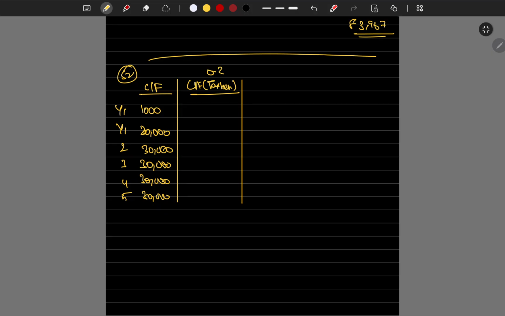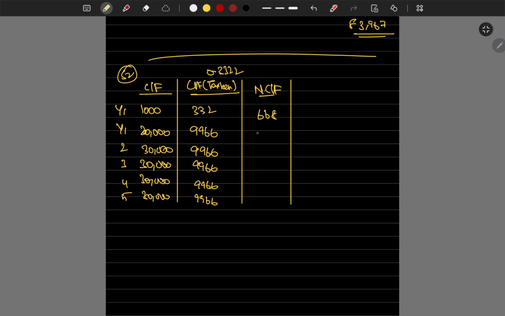Okay, 0.3322. So 1,000 into 0.3322 is 332. 30,000 into 0.3322 is 9,966, for each of the five years. Net cash outflow is 1,000 minus 332, which is 668. 30,000 minus 9,966, which is 20,034.